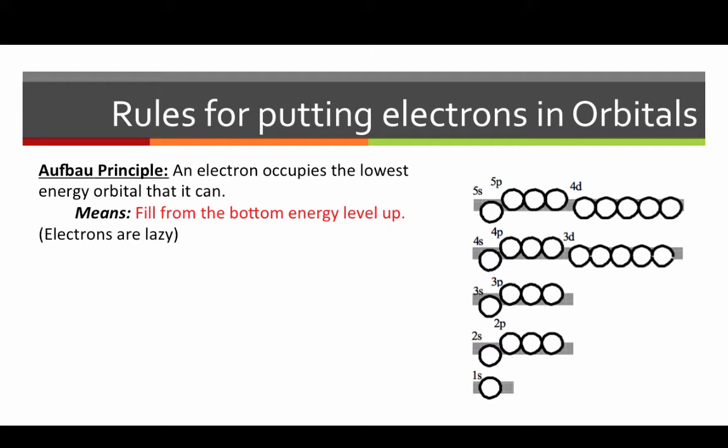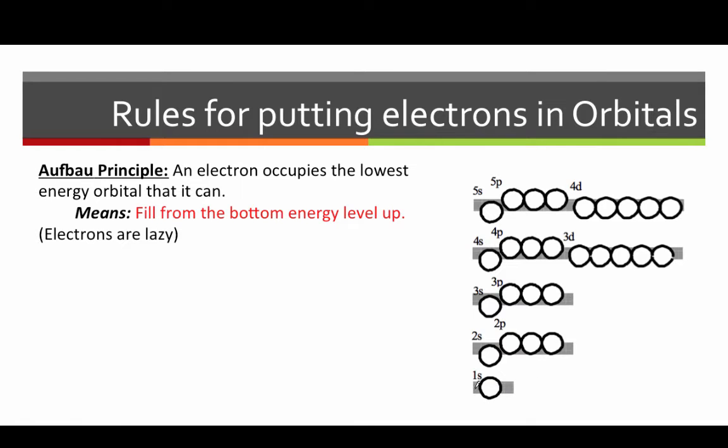The first one is what we call the Aufbau principle. The Aufbau principle tells us that the electrons want to occupy the lowest energy level they can. What that really means is they fill from the bottom energy level up. They're really lazy. So I start down here in 1s. If we remember, this big one is our principal energy level. This is the closest one to the nucleus. This is lowest in energy. So it starts down here at energy level number 1.